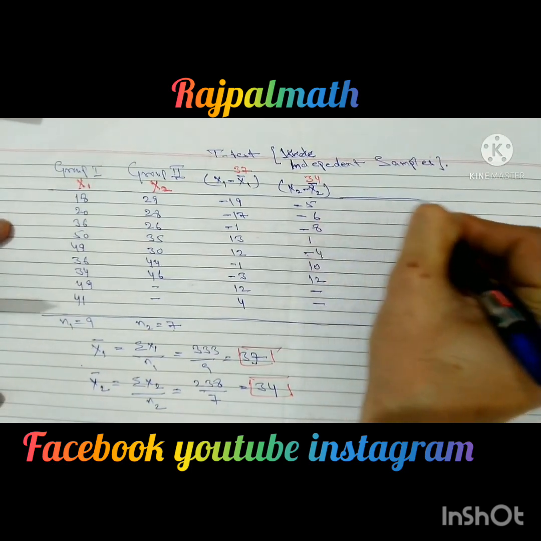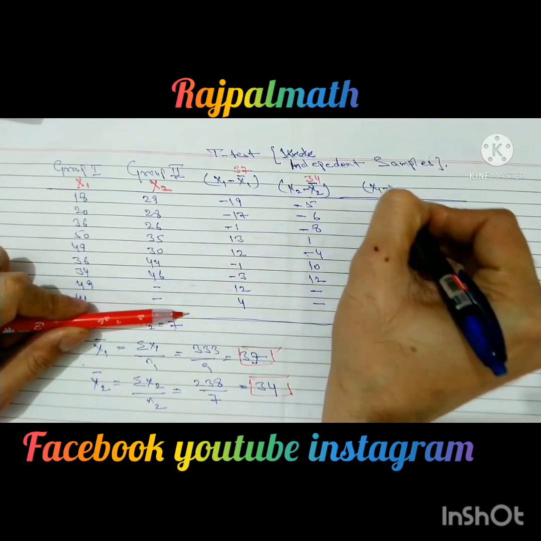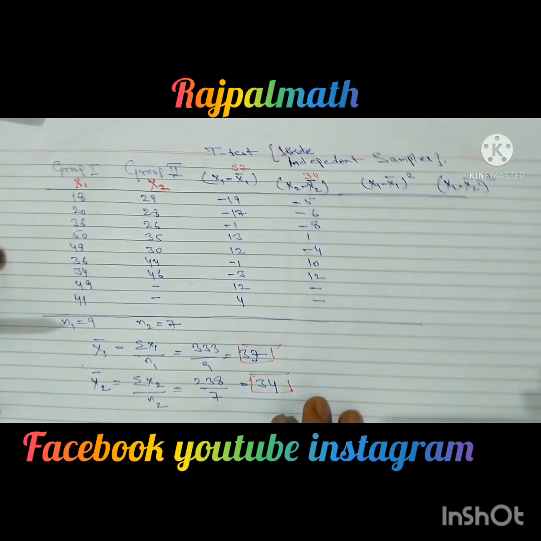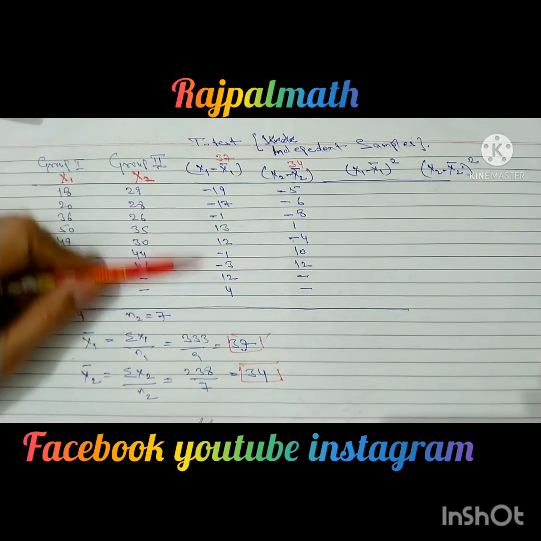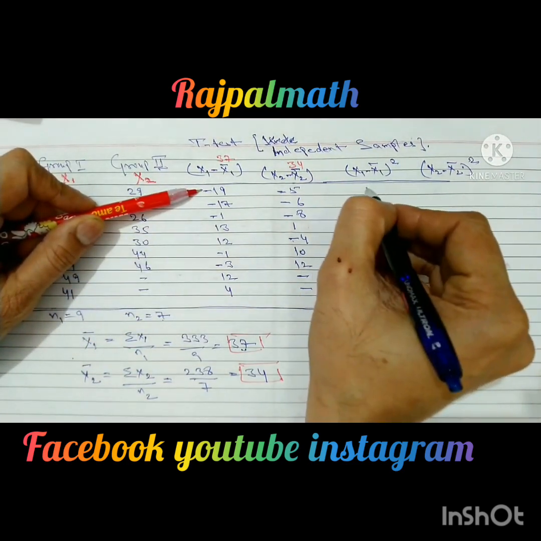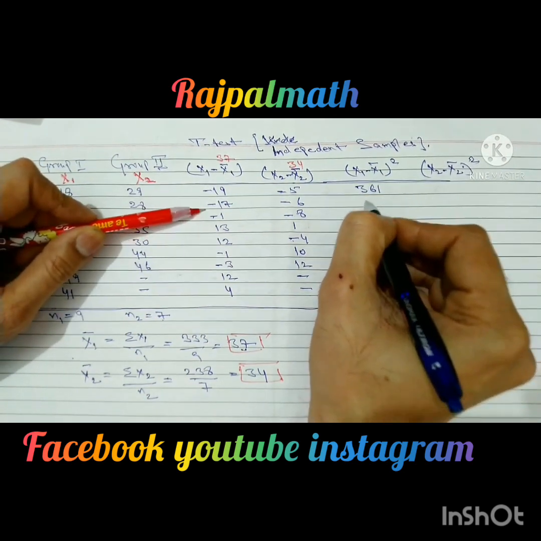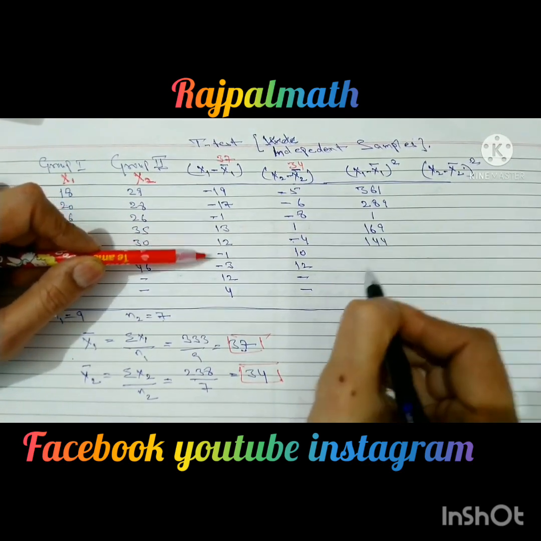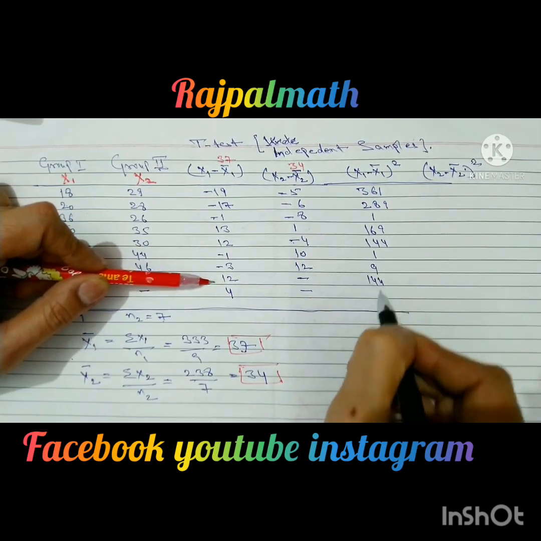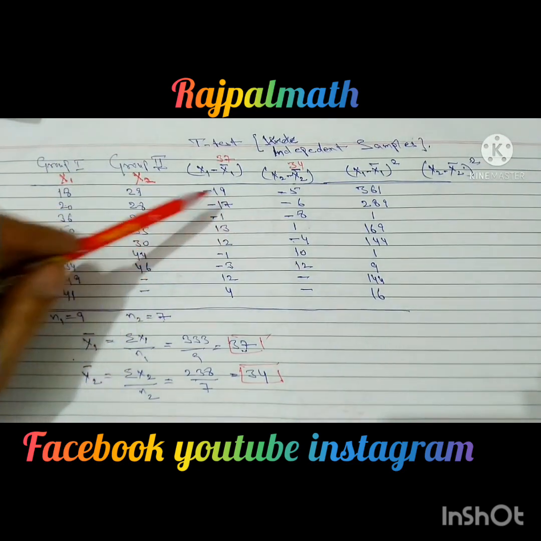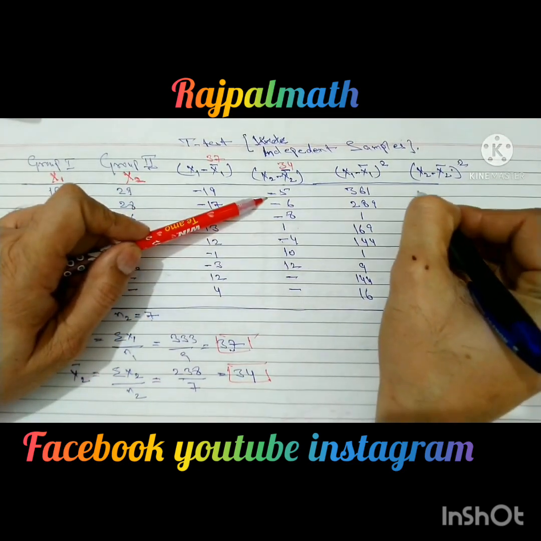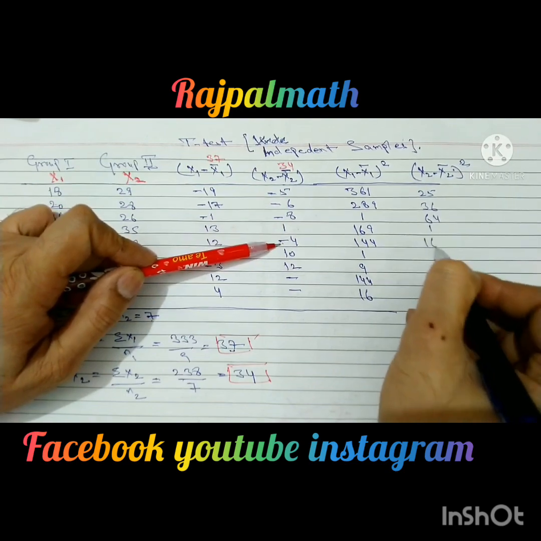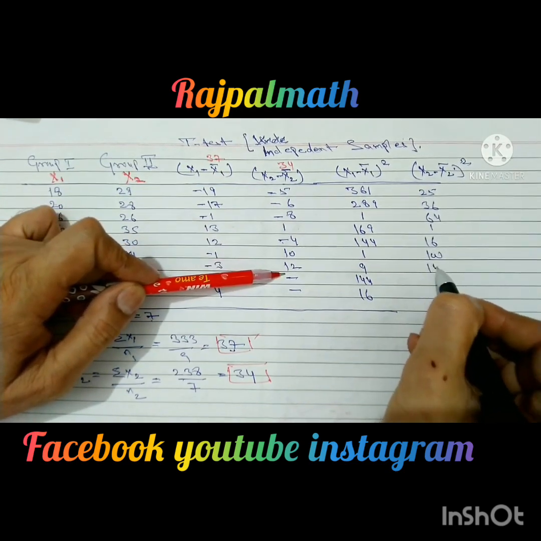Then calculate square of this. That is x1 minus x1 dash square, then x2 minus x2 dash square. Square of this column: 19 into 19, 361. Then 17 square, 289, 1, 169, 144, 1, 1, 144 and 16. Again, square of this column: 5 square, 25, 36, 64, 1, 16, 100, 12 square is 144.